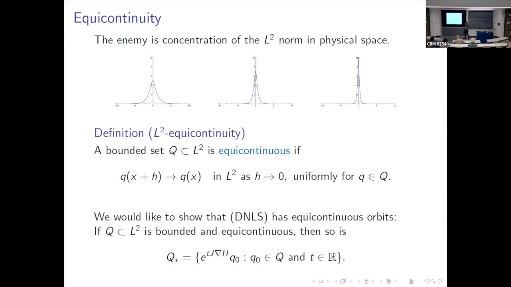So what we would like to show is that DNLS has equicontinuous orbits. If I take a subset of L2 that is bounded and equicontinuous, and then I take all the initial data there, and I flow them under DNLS for all times, and I consider this set Q star. So this set Q star contains essentially anything that can be reached with initial data in Q at any time t flowing under DNLS. So I want to show that this set Q star will also be equicontinuous.